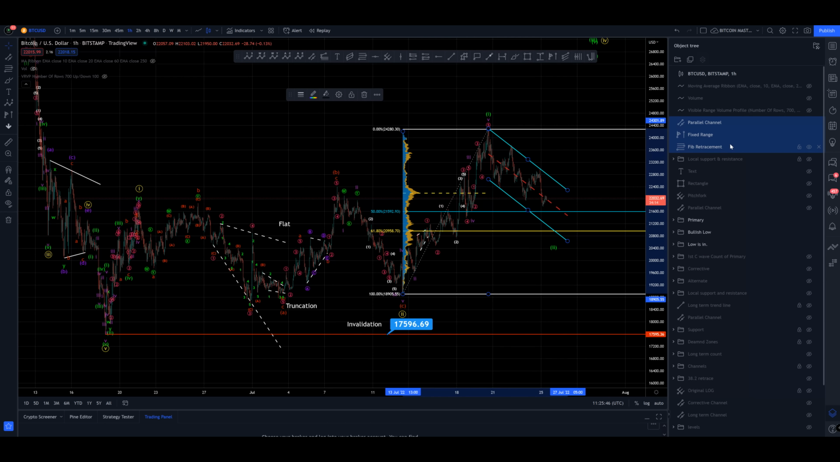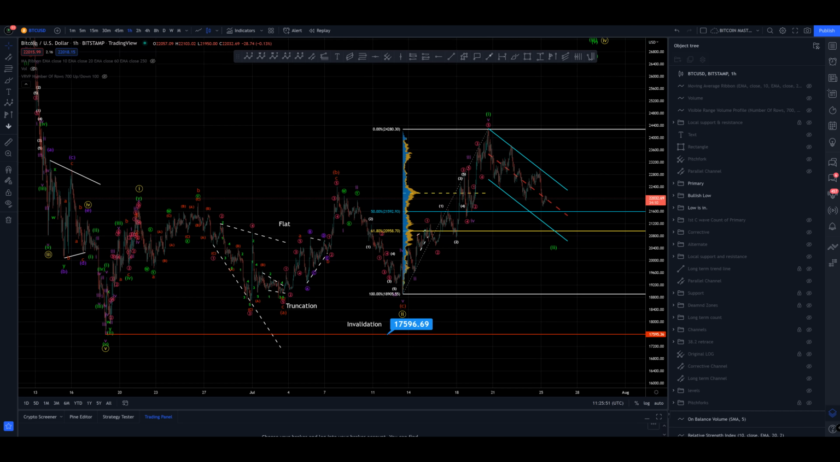So we'll just throw all this stuff into the bullish low here, check that that's the right folder. Yes it is, save the chart, and that's the best we've got at the moment.